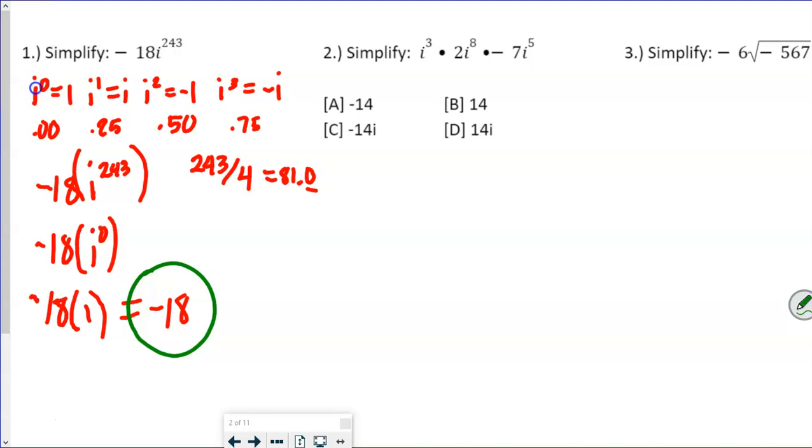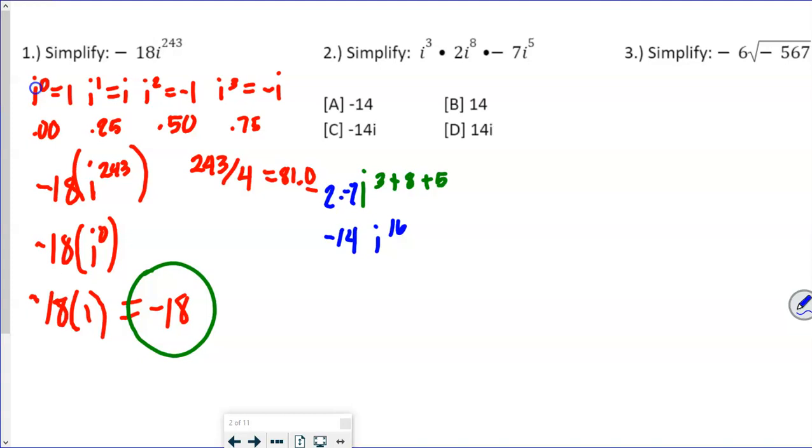Our next one, this time we're multiplying some i's. I'm going to do what we did in our lesson the other day. So that's going to be 3 plus 8 plus 5. Those are our powers. And then we've got our coefficients. I'm going to do 2 times negative 7, so that's going to be negative 14. And 3 and 8 is 11, plus 5 is 16, right, y'all?